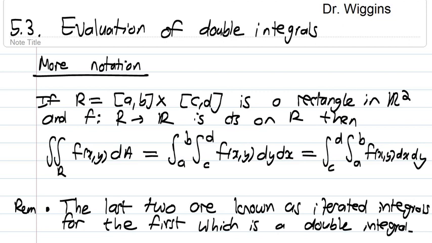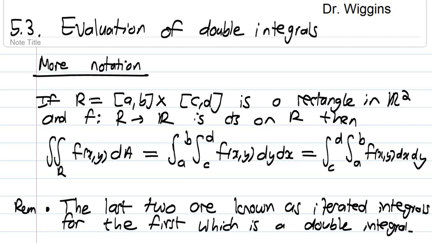Good day. This is video 1 on chapter 5.3. So we're continuing from chapter 5.2 with some more notation. Let R be a rectangle, the product of the two intervals [a,b] cross [c,d]. And this is a rectangle in 2D.